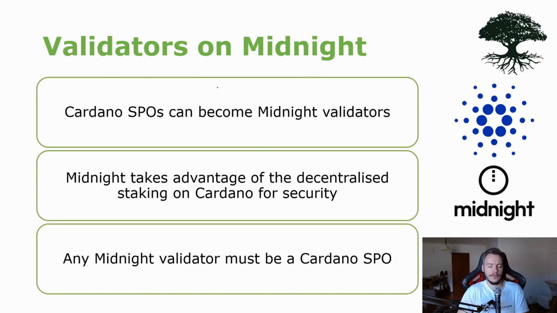So validators on Midnight, how do they work? Basically, Cardano SPOs can become Midnight validators as well. And this means that Midnight can take advantage of the decentralized staking on Cardano for its security. Basically, if you have a stake pool operator on Cardano, Midnight is saying, okay, we'll just use the same operator. You will register from the Cardano network, make a bridge from Cardano to the Midnight network so we know which validator is which. And then we'll use the stake distribution from Cardano to inform the block selection on Midnight. So besides that Cardano SPOs can become Midnight validators, any Midnight validator actually must first be a Cardano SPO.